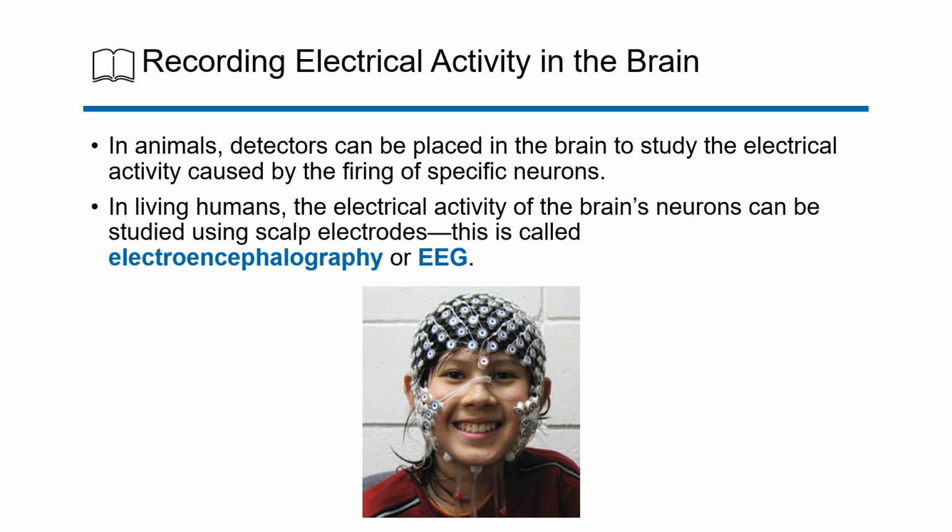So I would say, beta, active and highly concentrated, so you're thinking. Alpha, you're awake but relaxed. Theta, where you're awake but you're in deep relaxation. And then delta is when you're in a deep sleep.